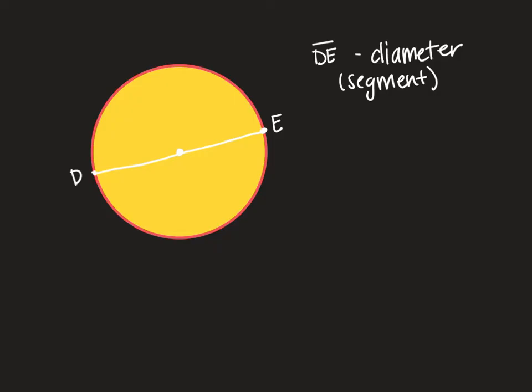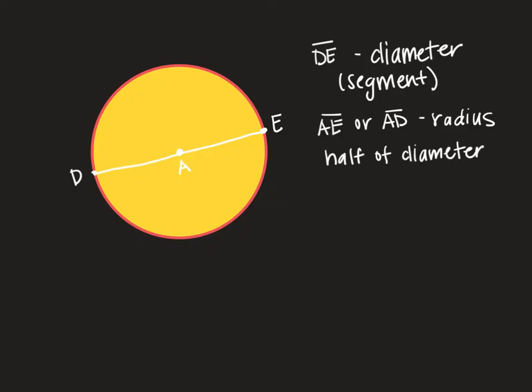Then we have the radius. So say that the center point is A here. My radius would be AE, or it could be AD. To remember about the radius is always going to be half of the diameter. When we do a lot of problems involving circles with their area and circumference, we're going to have to use our radius. So remember that if you're given the diameter, you would have to half it to find the radius. Or if you're given the radius, you would have to double it to find the diameter.